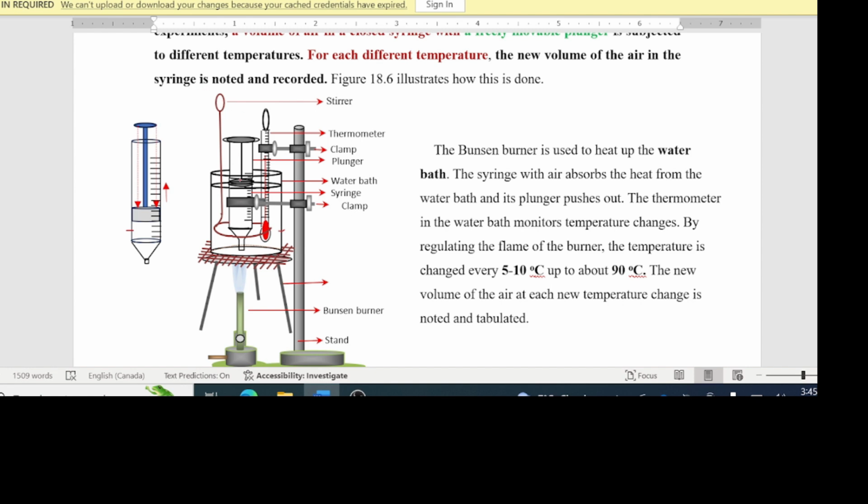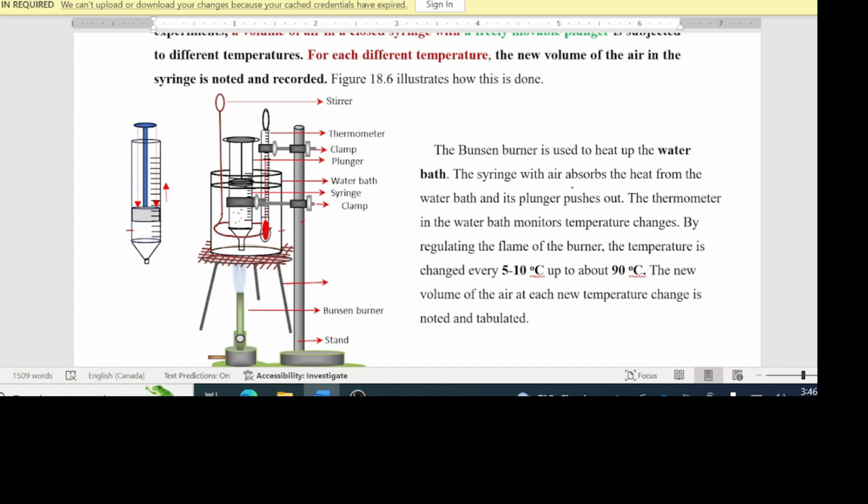So you want to stir the water all the time to make sure its temperature is uniformly distributed all over the beaker. And inside there now, you have your syringe that is held up by this stand and a clamp. Of course, everything has a clamp, and the beaker is sitting on this gauze here. So the Bunsen burner is furnishing the heat to the water bath, and from the water bath, heat is transferred to the air inside this syringe. This was going to happen. The Bunsen burner is used to heat up the water bath.